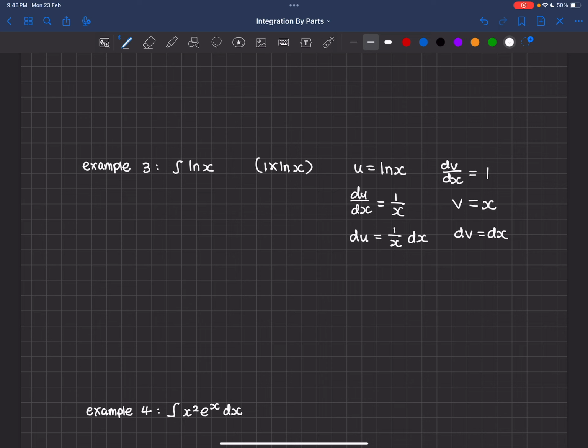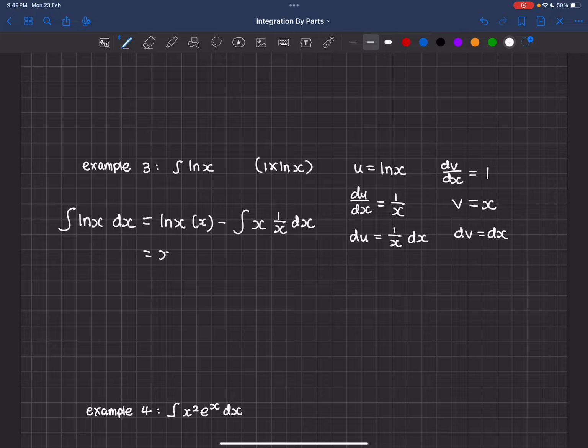So let's write down the question. Integral of u dv, our u is ln x, plus dv dx. So yeah, we got that on the left side. uv minus integrate v du, sorry, which is just that.